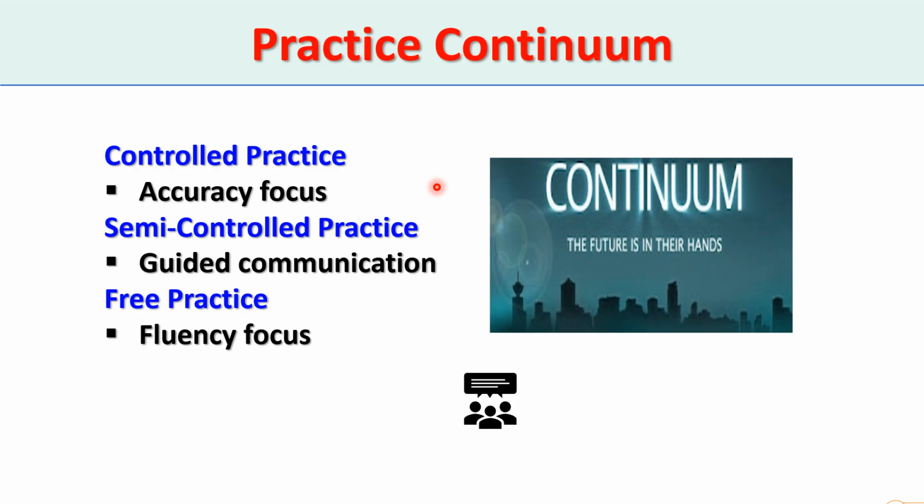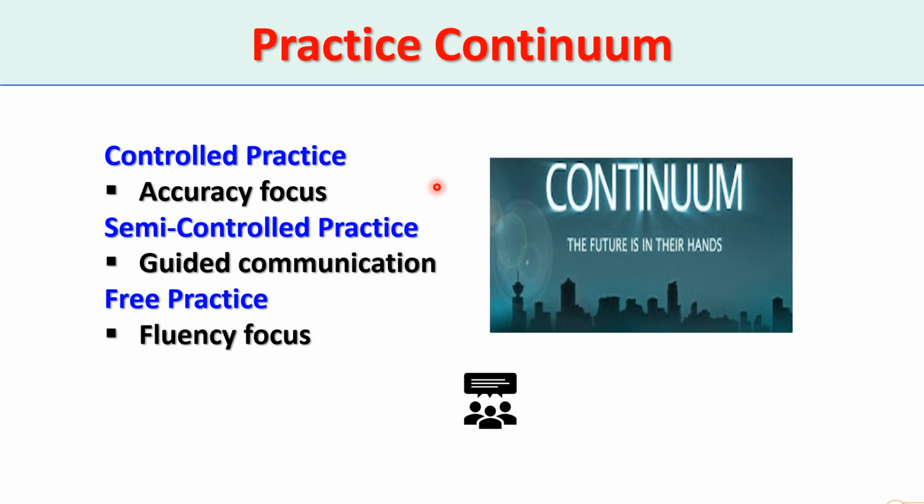Now we'll talk about the practice continuum. Grammar practice should gradually move from control activity to communicative activity. This process is called the practice continuum because students slowly become more independent. At the beginning, students need more support from the teacher. The main focus is accuracy, so students focus on using grammar correctly before trying to communicate freely. The teacher provides examples, correction, and guidance.